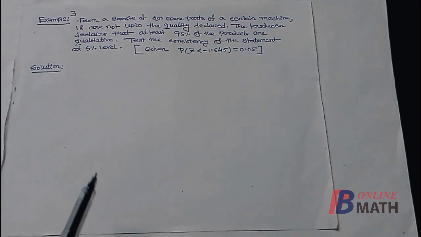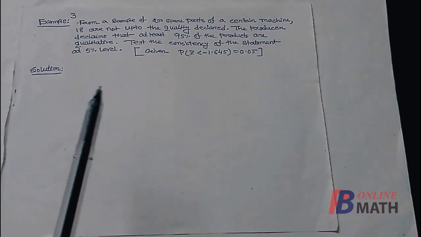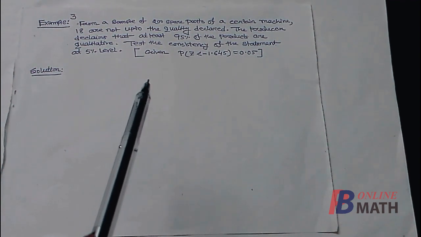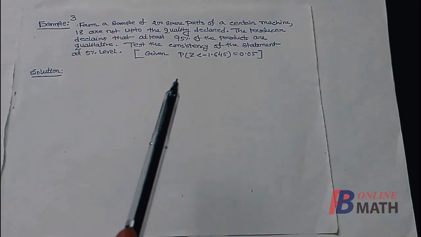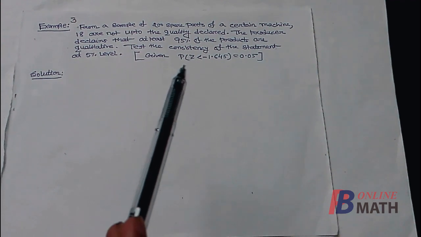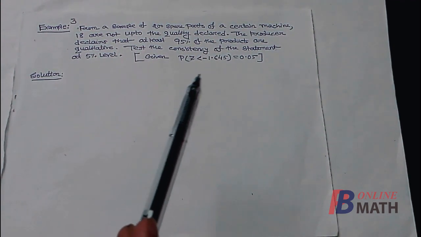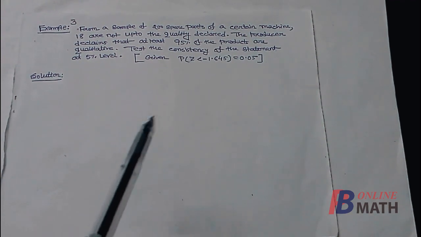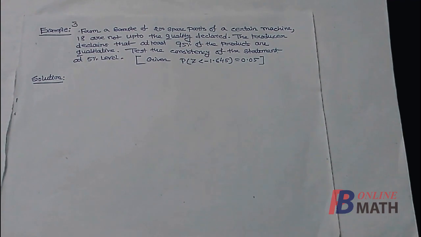Now we consider one more example. It is example number 3, and it says: from a sample of 200 spare parts of a certain machine, 18 are not up to the quality declared. The producer declares that at least 95% of the products are qualitative. Test the consistency of the statement at 5% level, given this data. Okay, this is the question.